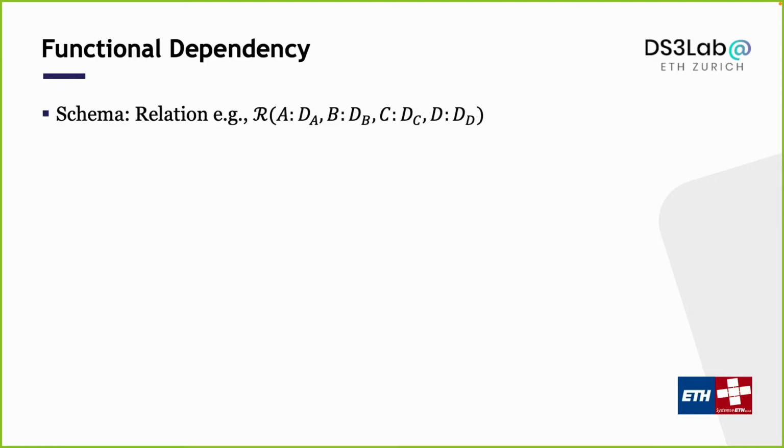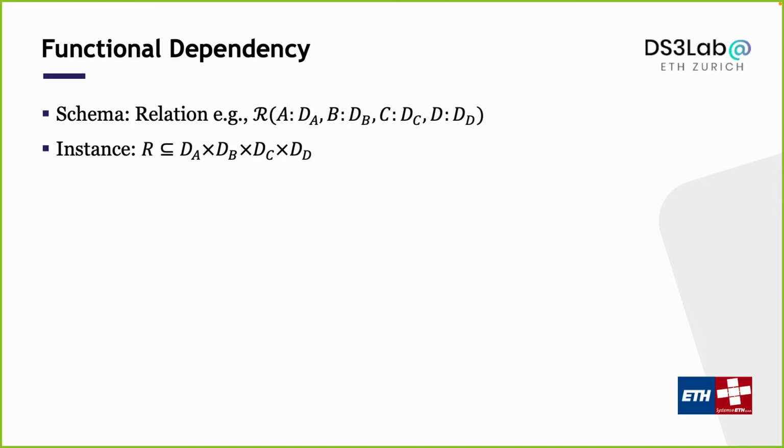Okay, so let's try to define it. Assuming you have a schema that looks like this, I have a relation R with 4 different attributes, A, B, C, and D. And each one of them has its own data type, its domain, DA to DD, something like that.